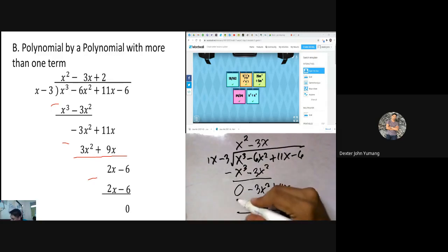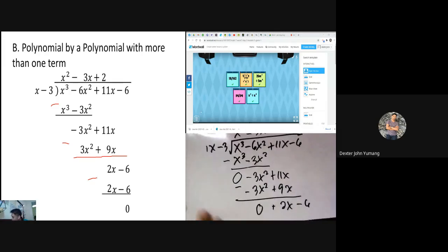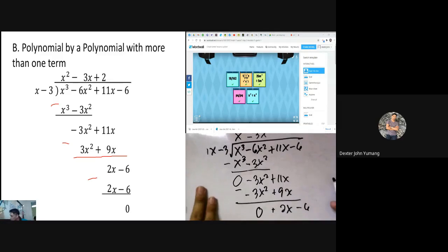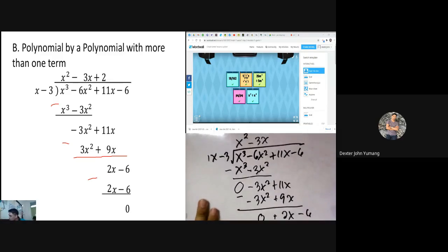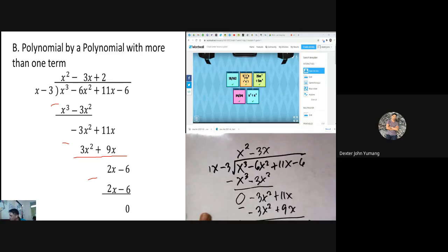Then, we are going to subtract. That is 0. 11 minus 9, that is 2x. Then, bring down negative 6. Lala, ang haba ng solution. So, hindi na siya magkasya sa aking whiteboard. Kindly look at this one sa ating white screen na lang po.